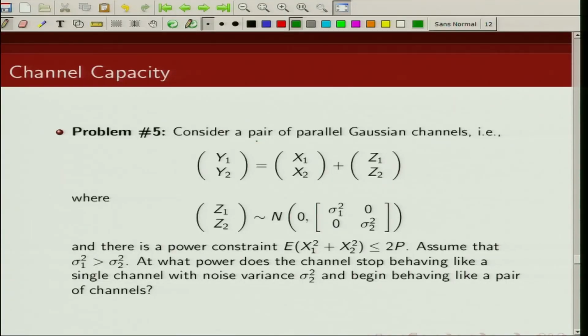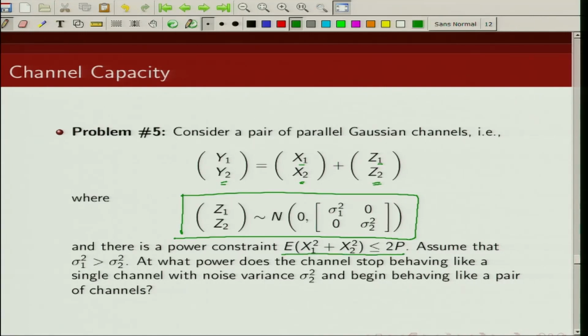Next, consider a pair of parallel Gaussian channels. So, we have 2 parallel Gaussian channels. For the first channel, the output y1 is given by x1 plus z1. For the second Gaussian channel, y2 is given by x2 plus z2, and z1, z2 is Gaussian distributed with this mean and covariance matrix. There is a power constraint, which is given by the expected value of x1 square plus x2 square is less than 2 times p, and let us assume that the first channel is bad compared to the second channel. So, sigma 1 square, which is the noise variance corresponding to the first channel, is higher compared to the noise variance of the second channel.